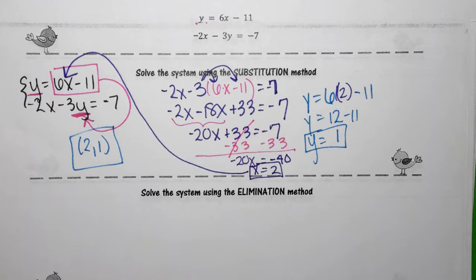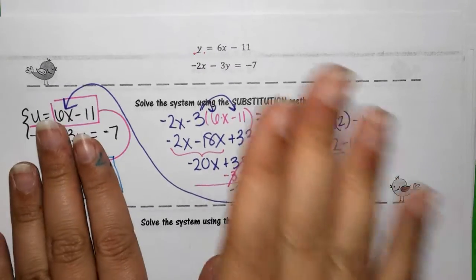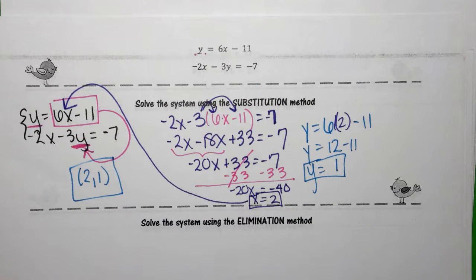Now, what we're going to do is we're going to use elimination next. But who can tell me what kind of order they have to be in for us to be able to use elimination? Oh, it has to be.